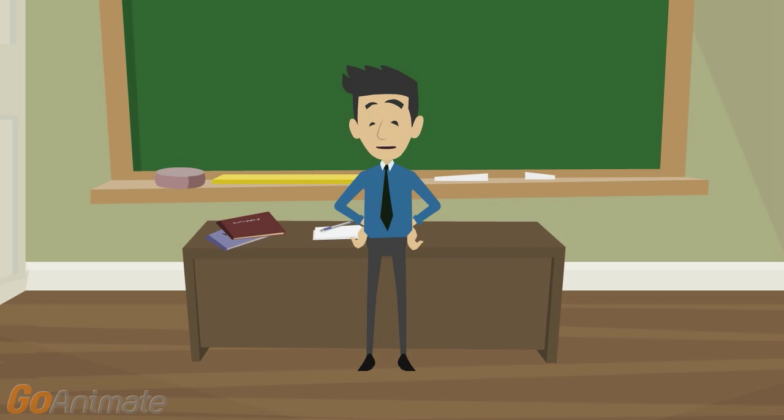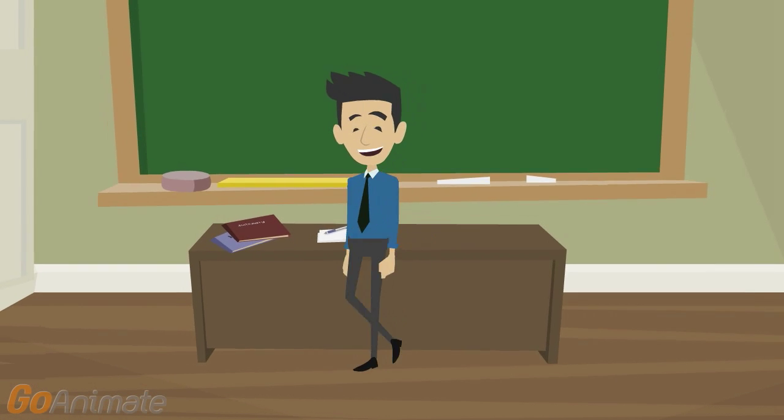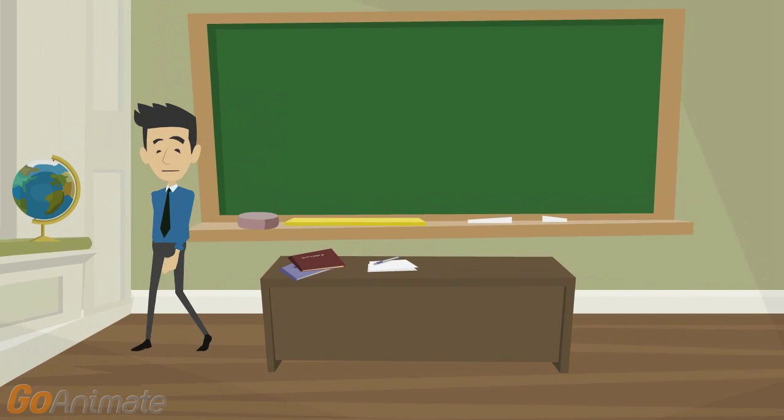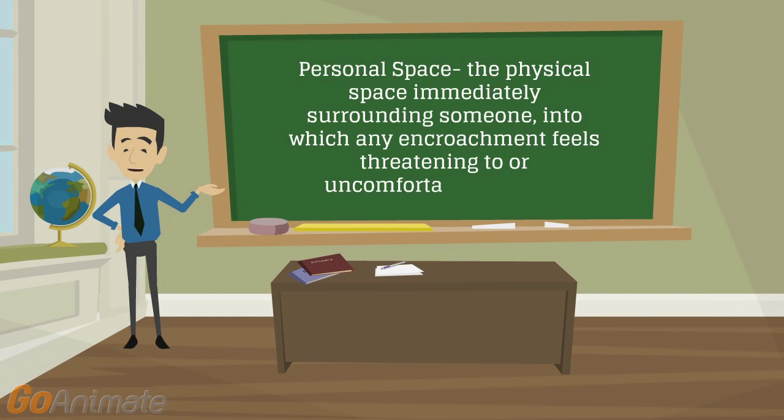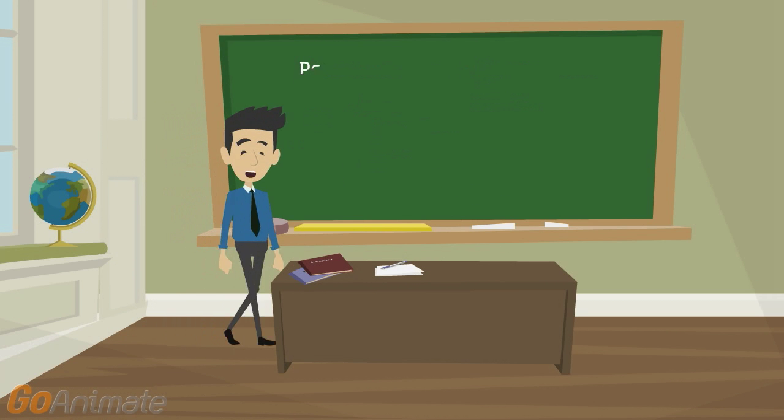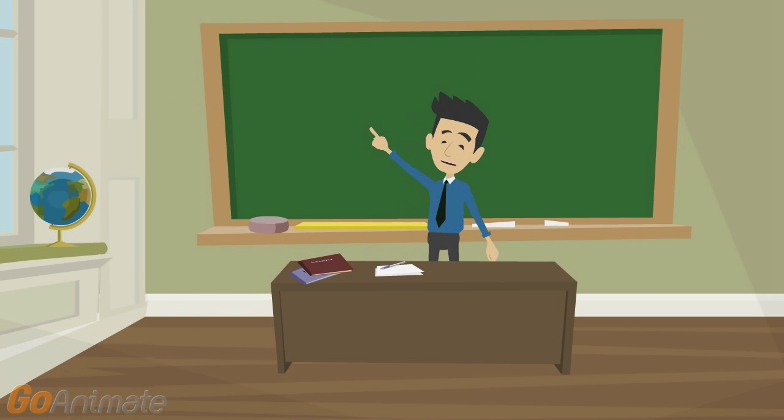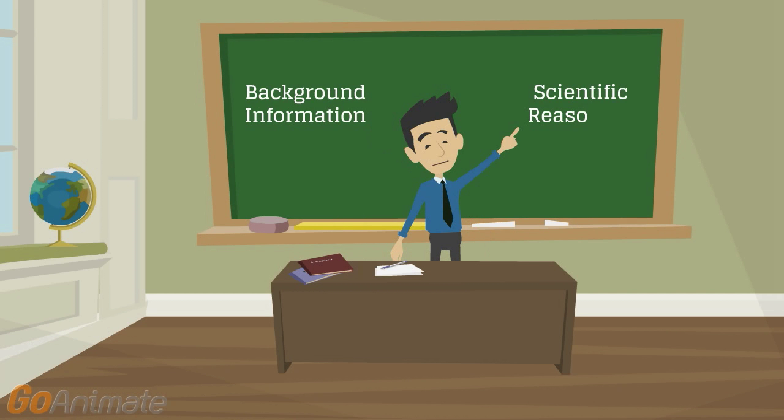Today I will be explaining the sociological and scientific reasoning behind the psychological phenomena of personal space. First, what is personal space? By definition, personal space is the physical space immediately surrounding someone, into which any encroachment feels threatening or uncomfortable for them. Now that you know what personal space is, I can begin explaining the background information and the scientific reasoning behind personal space.